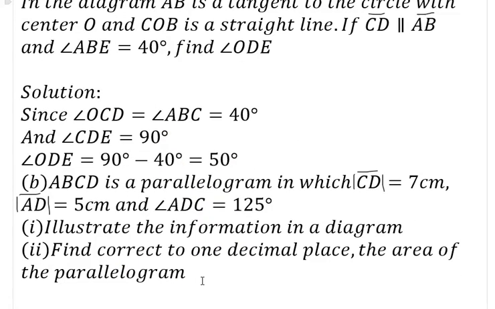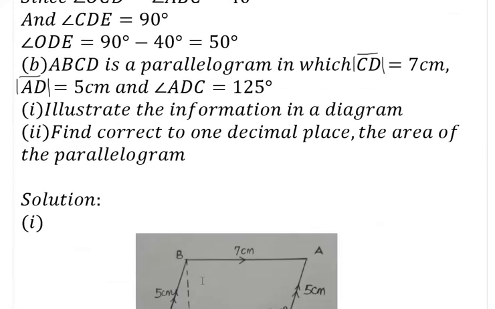The second part of the question says ABCD is a parallelogram in which CD is 7 cm, AD is 5 cm, and angle ADC is 112 degrees. Illustrate the information in a diagram. I've said it over and over again. If a question asks you to draw a diagram, kindly draw, else you score 0 from that question.